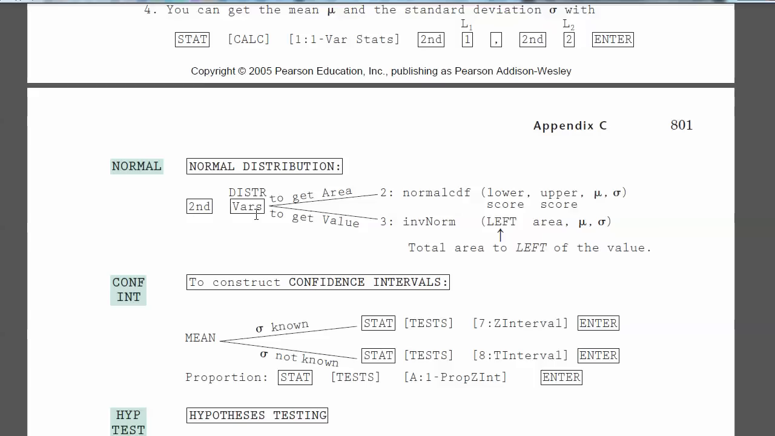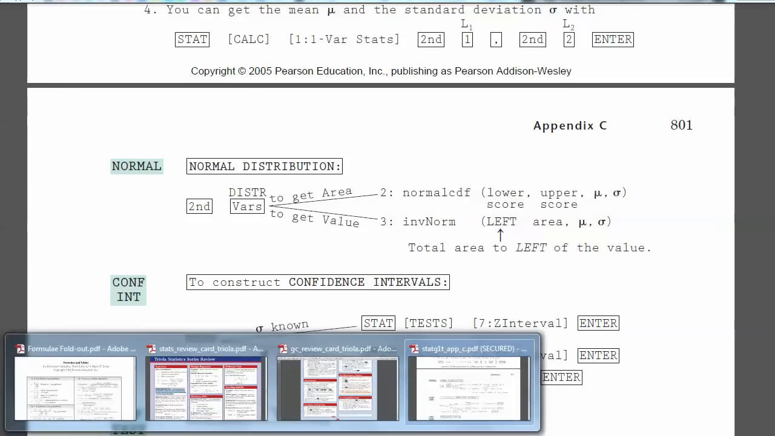It tells you hit second vars, and to get a value, do inverse norm, left area, and then the mean of that distribution and the standard deviation of that distribution, and it'll give you the value. If you want the actual z-score, then leave those out, and it'll give you the z-score. There might be a purpose for you wanting that instead.